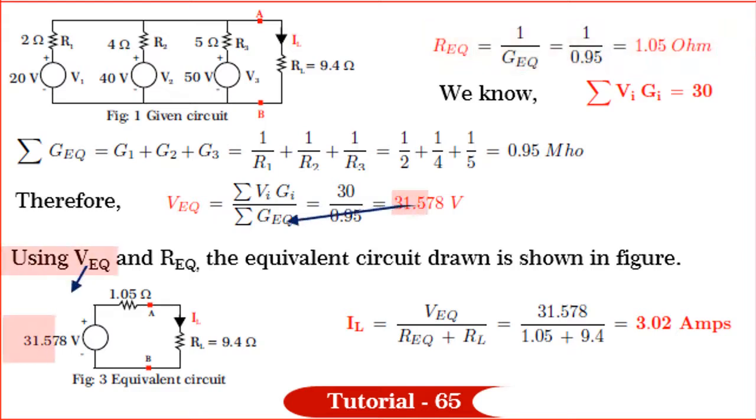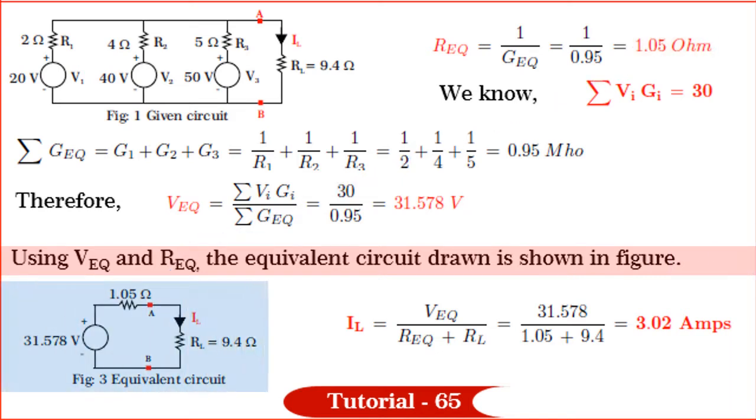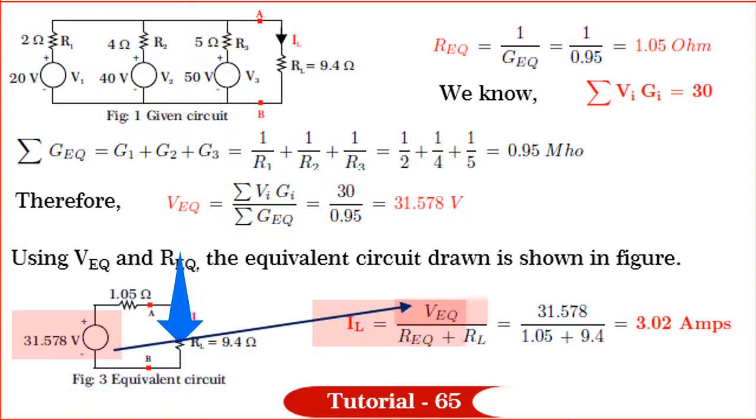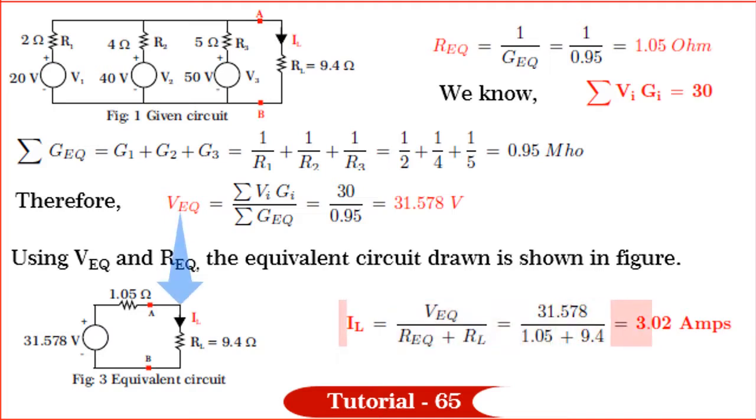1.05 ohm. Using V equivalent and R equivalent, the Millman's equivalent circuit drawn is shown in figure. Using the equivalent circuit, we know that IL is equal to V equivalent divided by R equivalent plus RL. By substituting the values and solving, we get IL is equal to 3.02 amperes. It is simple, isn't it?